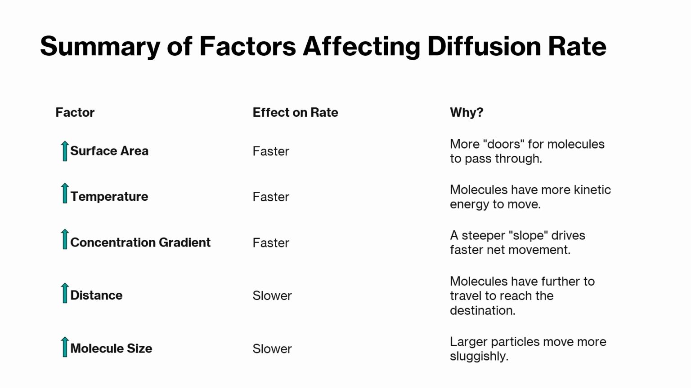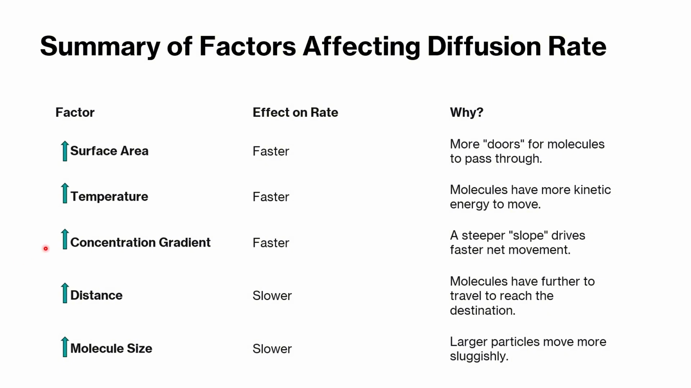To wrap up our deep dive into diffusion, let's look very quickly at this master summary. This table is your best friend for your exam revision because it explains exactly how and why the rate of movement changes. First of all, let's look at the surface area. When we increase the surface area, diffusion becomes faster. Why? Because we are essentially adding more doors for the molecules to pass through at the same time.